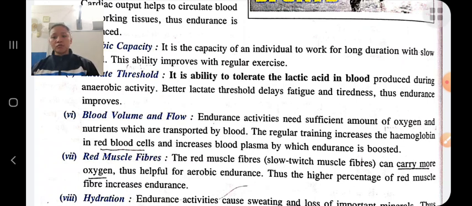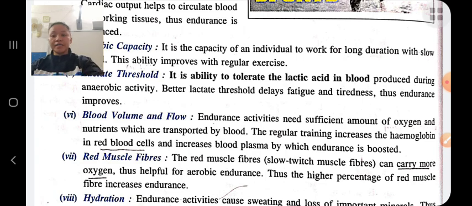Red muscle fibers. There are two types of muscle fibers: white muscle fibers and red muscle fibers. Red muscle fibers means slow twitch muscle fibers. Red muscle fibers carry more oxygen, thus helpful for aerobic endurance. The higher the percentage of red muscle fibers, the more the endurance. Therefore, we can do the activity for a long period of time. The person who has red muscle fibers will have more endurance, and the person who has white muscle fibers will have more speed.